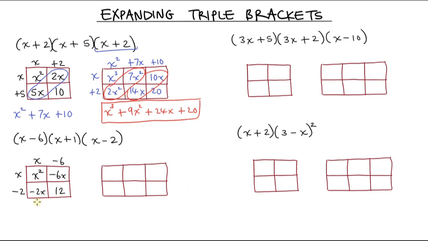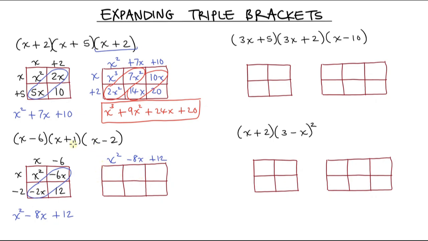Okay, let's write our answer for this part. So we're going to have x squared, and then these two terms are going to simplify to negative 8x. And then we've got plus 12. And again, you might get a different answer to me because I've picked different brackets. But let's carry on. So we're going to have x squared minus 8x plus 12.